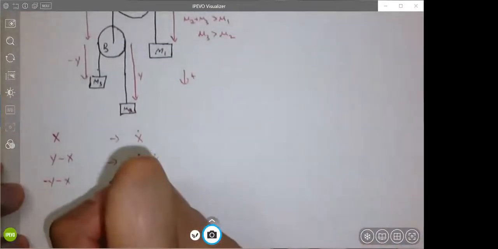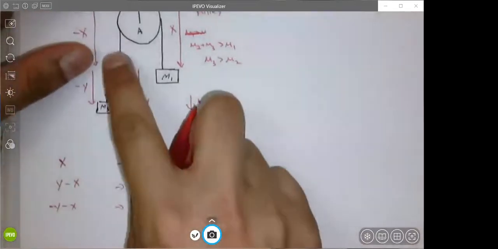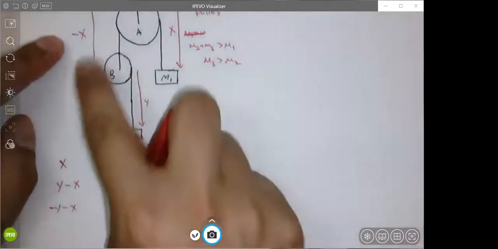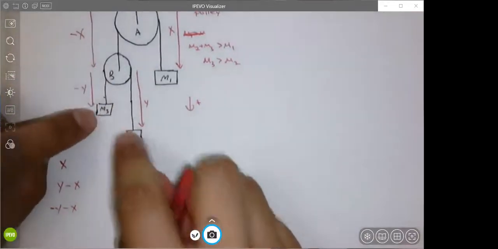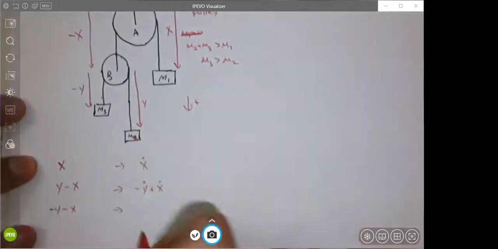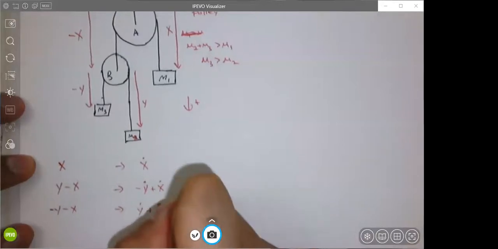Finally, for object 3, it's being pulled, it's moving down because of the first pulley. So this is going to be a positive x dot. And then because this one is bigger than this one right here, it's also moving down. So the velocity is going to be y dot plus x dot.